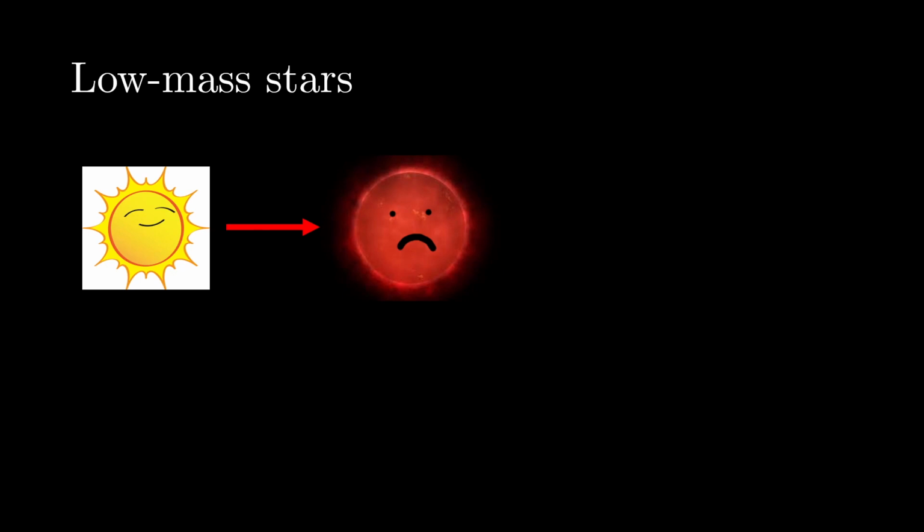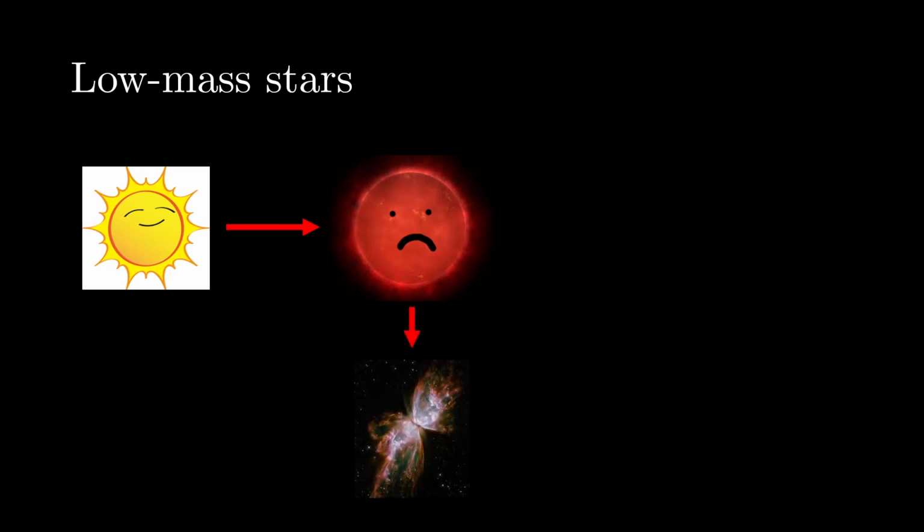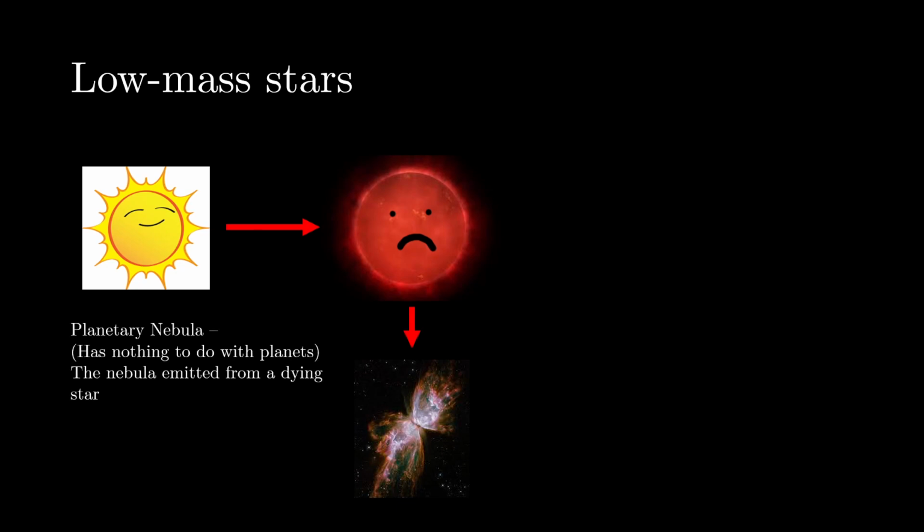And the star becomes red. And this stage is called a red giant. And you can basically think of it as a dying star. The star is basically dying, and the outer layers of the dying star will spit out nebula into space. And this is called planetary nebula. And even though the name has planetary in it, it has nothing to do with planets. And it's basically just the nebula that's emitted from a dying star.